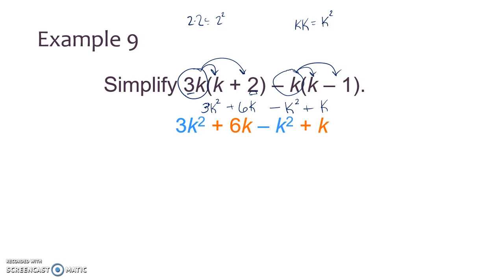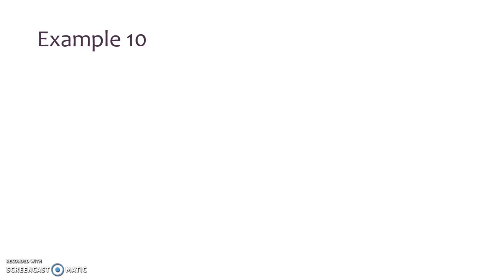Then let's separate out so we can see where our like terms are. So we have the k squared, and we have a regular k. So 3k squared minus k squared would be 2k squared, and 6k plus k is 7k. So we have 2k squared plus 7k. We're getting down to the end here. Example 10.